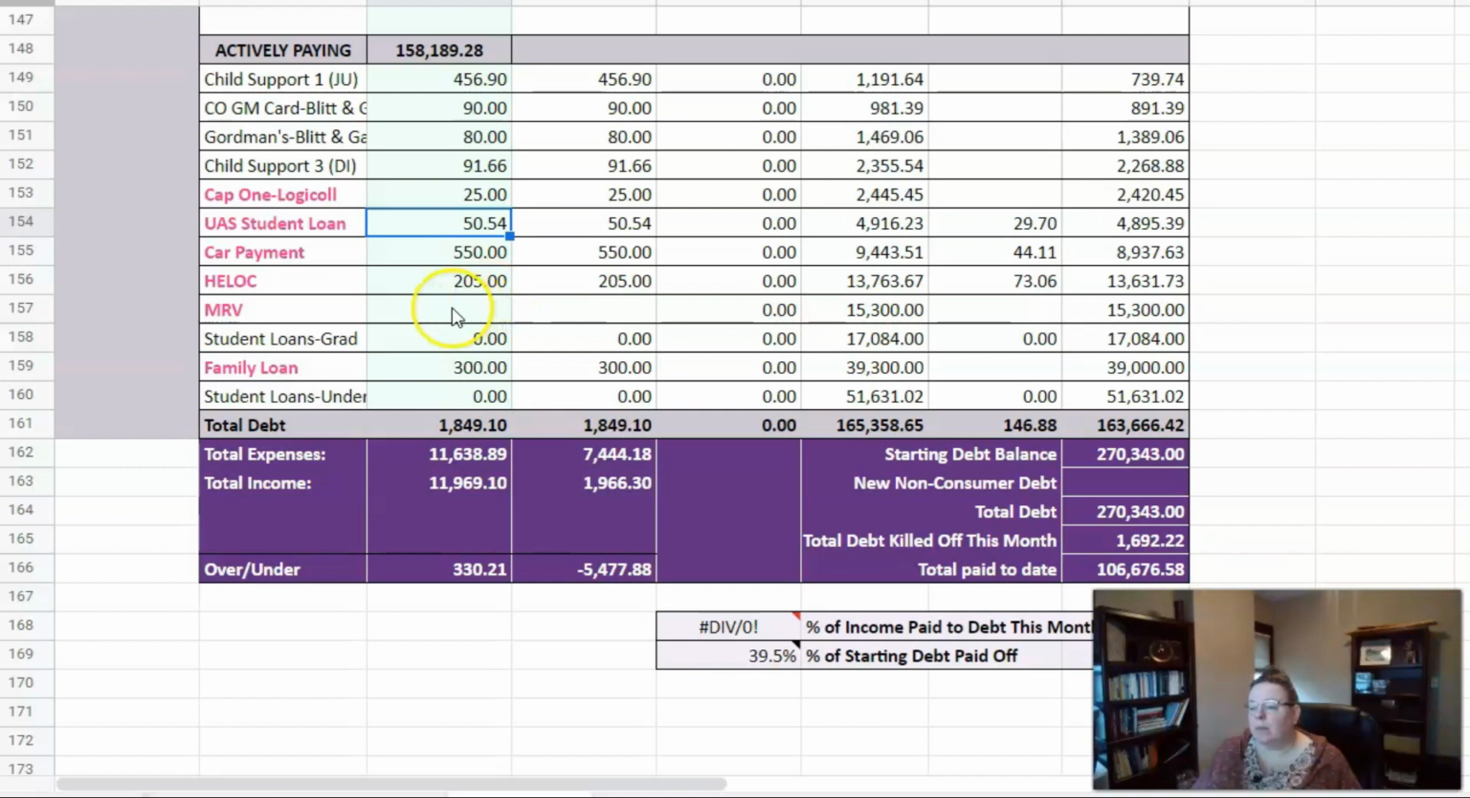Our HELOC is $205. This is a new item. This is a new credit card. It's not new, sorry. We've had this credit card for many years, longer than we've been married, but it is a new balance because we have racked it up. So it is a new debt item again that we previously paid off using the HELOC. And now here we are with our terrible habits and we have a balance again. So now we have to pay about $400 a month on this card. And I did probably 75% of that spending.